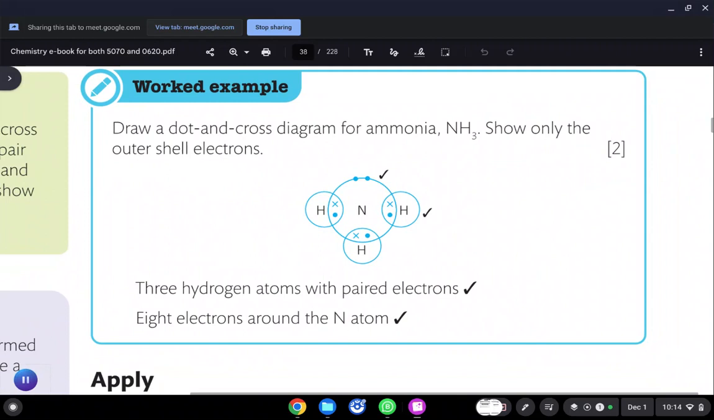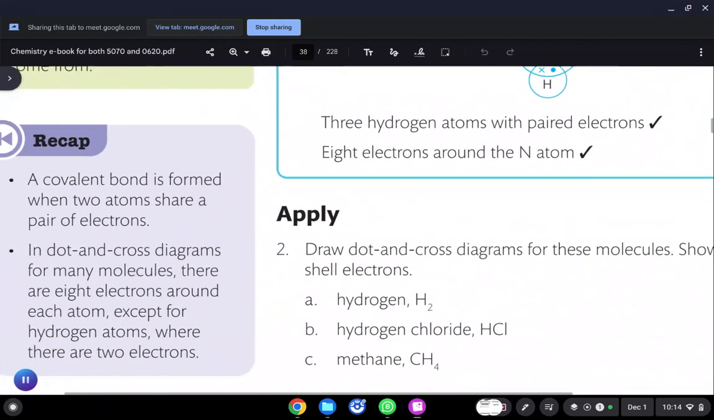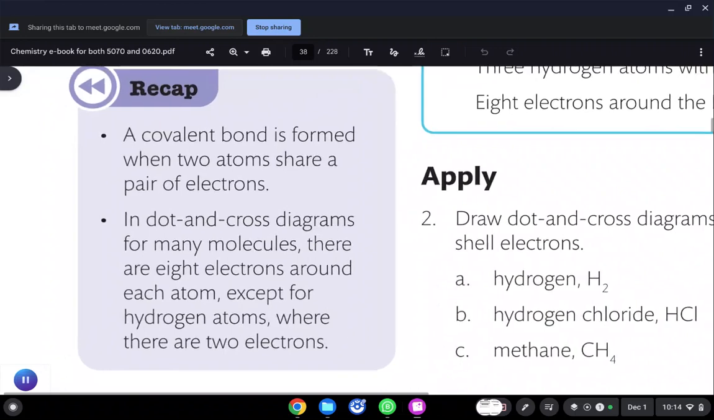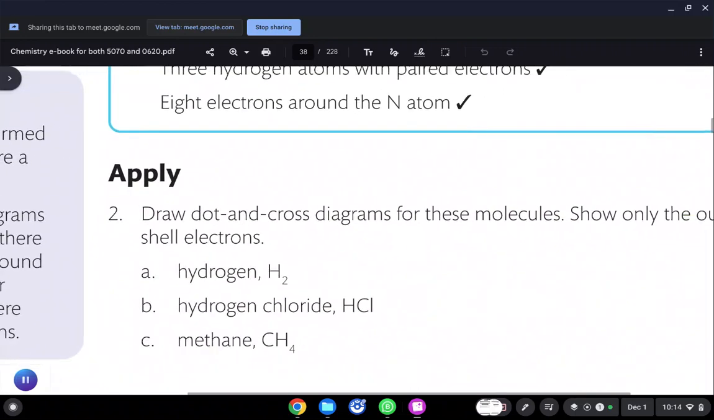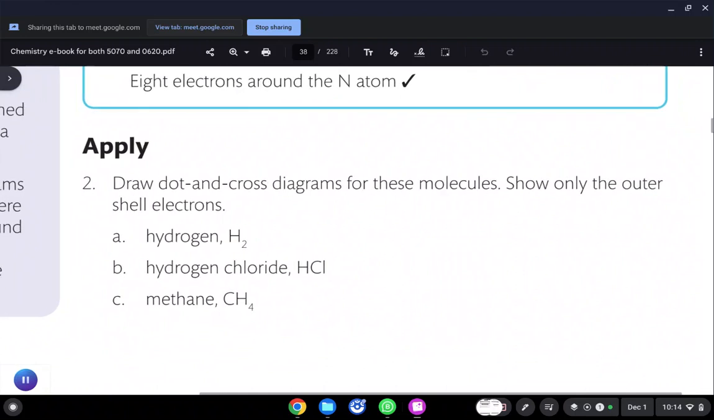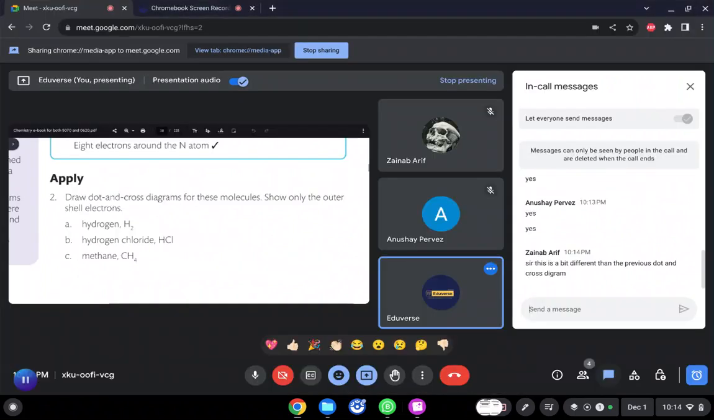It is mandatory to show dot and cross with different atoms' electrons. This is a compulsion. That is why it is known as a dot and cross diagram. No need to recap. So you are requested to draw the dot and cross diagrams of question number 2, A, B, C. Are you ready?